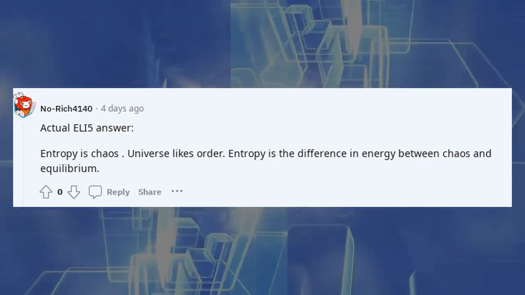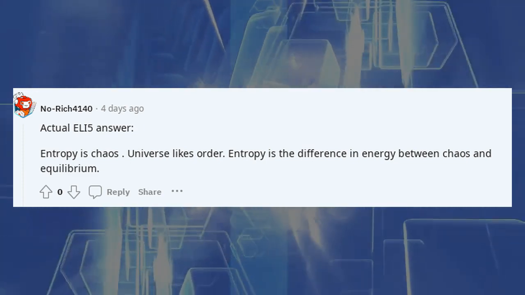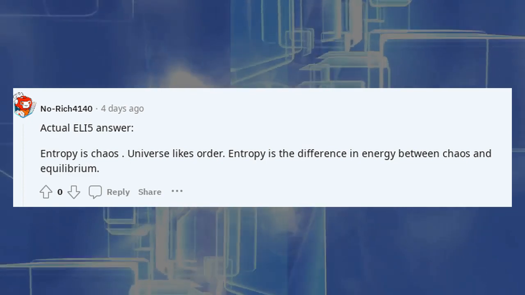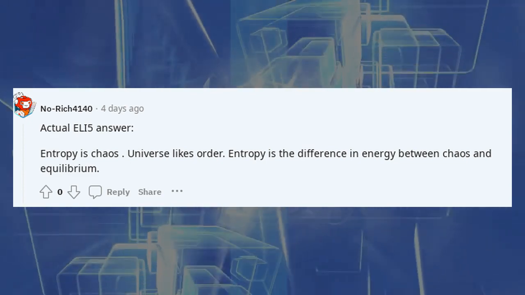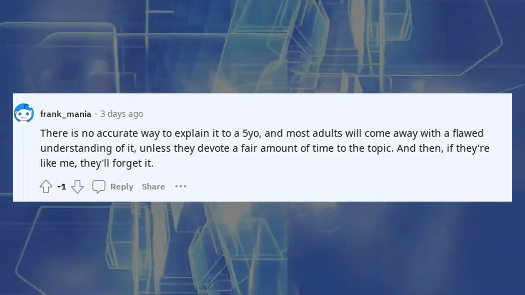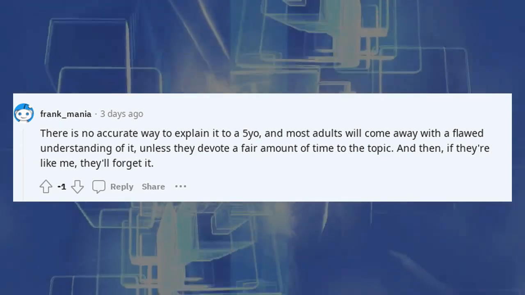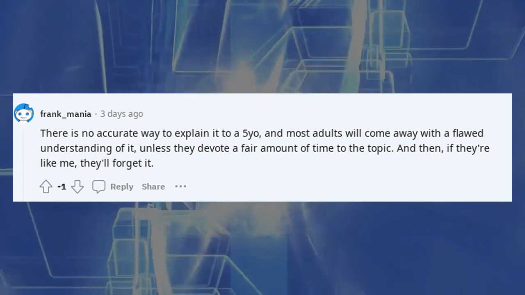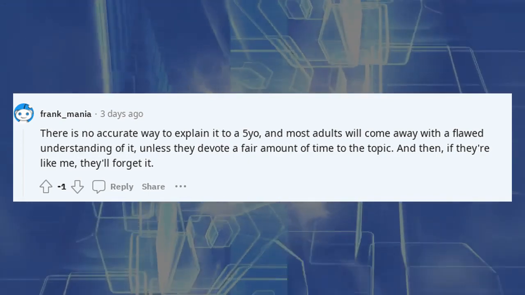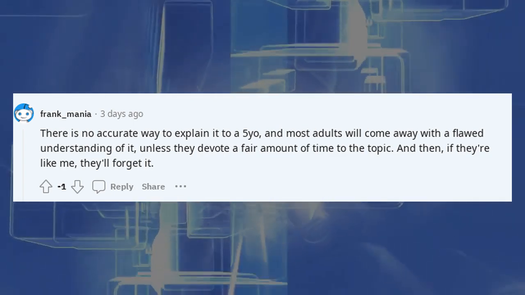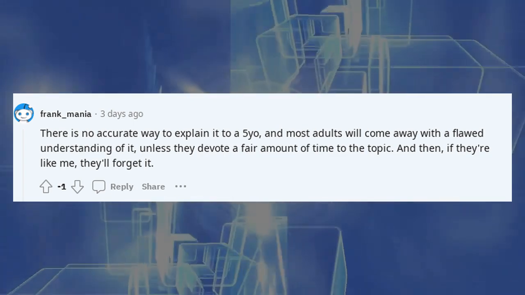Actual explain like I'm 5 answer. Entropy is chaos. Universe likes order. Entropy is the difference in energy between chaos and equilibrium. There is no accurate way to explain it to a 5-yo, and most adults will come away with a flawed understanding of it unless they devote a fair amount of time to the topic. And then, if they're like me, they'll forget it.